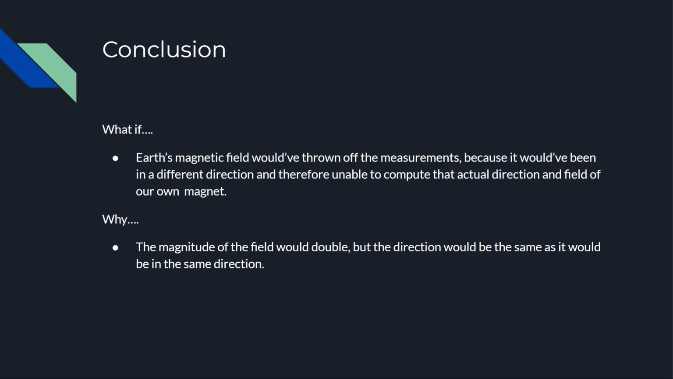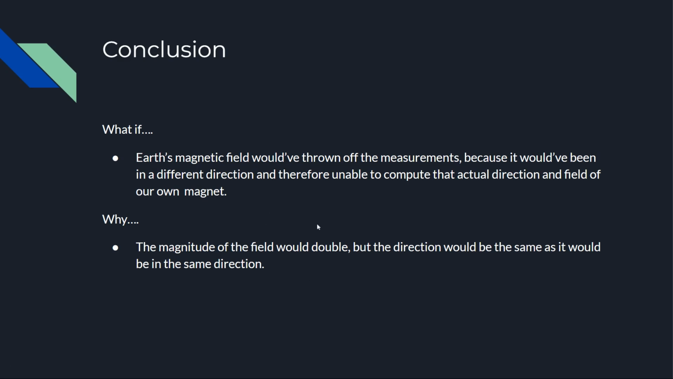Now, what if you did not calibrate your magnet correctly in line with Earth's magnetic field? What would happen to your data? Well, Earth's magnetic field would have then thrown off the measurements because it would have been in a different direction and therefore unable to compute the actual direction and field of our own magnet. So it would have thrown off all our calculations.